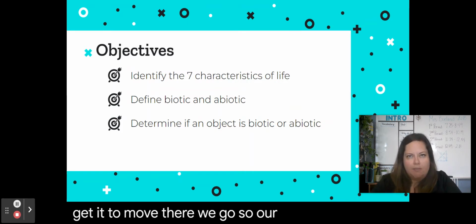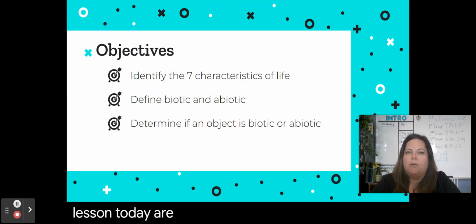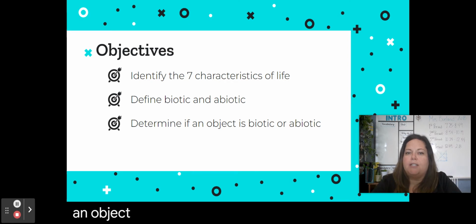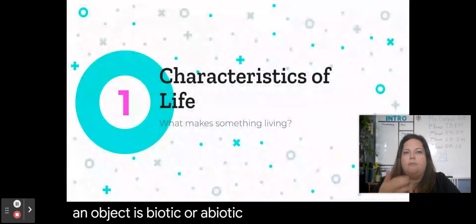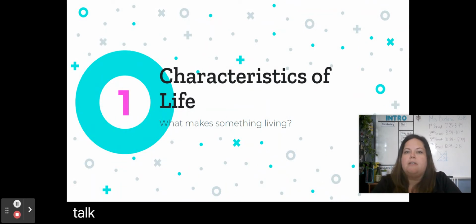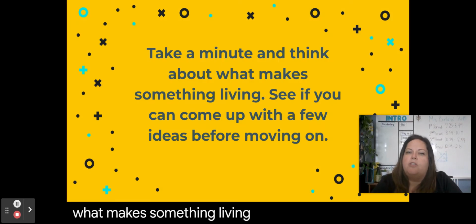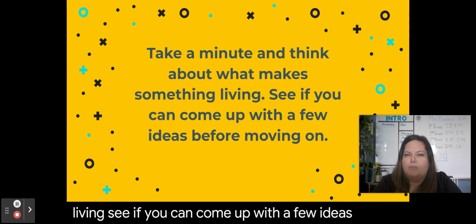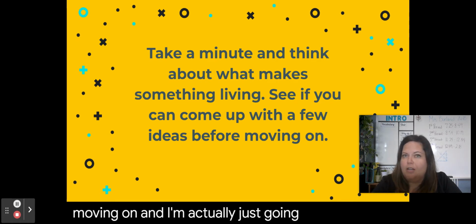So our objectives for this lesson today are to identify the 7 characteristics of life, to define biotic and abiotic, and to determine if an object is biotic or abiotic. All right, so we're going to talk about the characteristics of life, and by that we mean what makes something living. I want you to take a minute and think about what makes something living. See if you can come up with a few ideas before moving on. And I'm actually just going to sit here and let you think.